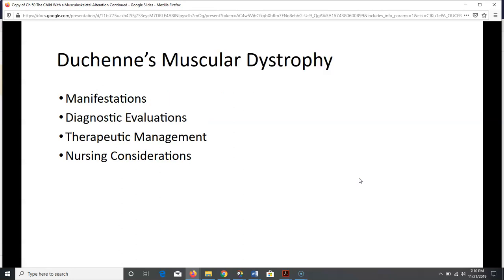Muscular dystrophies include more than 30 genetic diseases. These are progressively degenerative inherited diseases that affect the muscle cells of specific muscle groups, causing weakness and atrophy. We're going to focus on Duchenne's form of muscular dystrophy. It's the most common hereditary neuromuscular disease, and it's X-linked recessive.